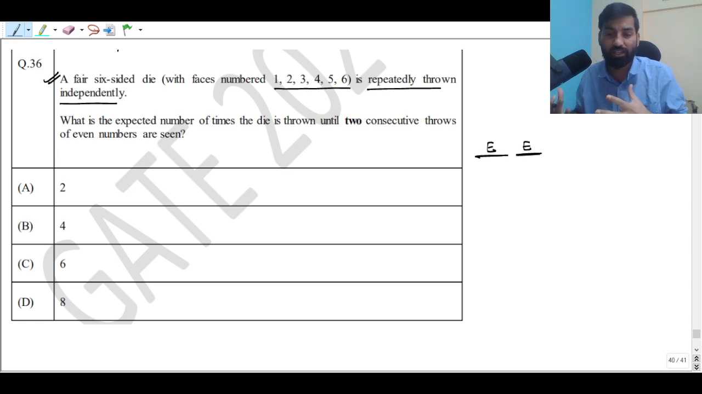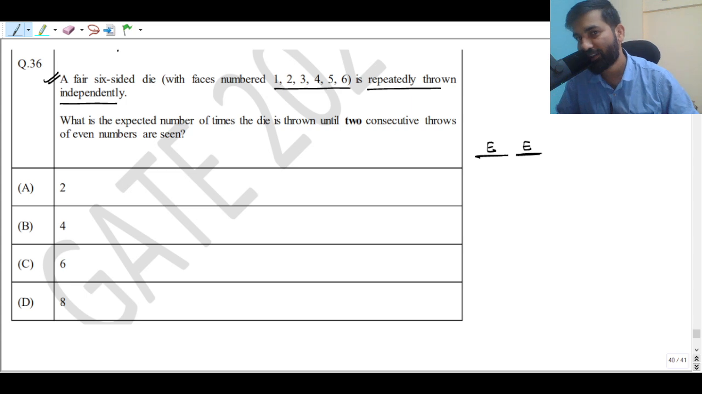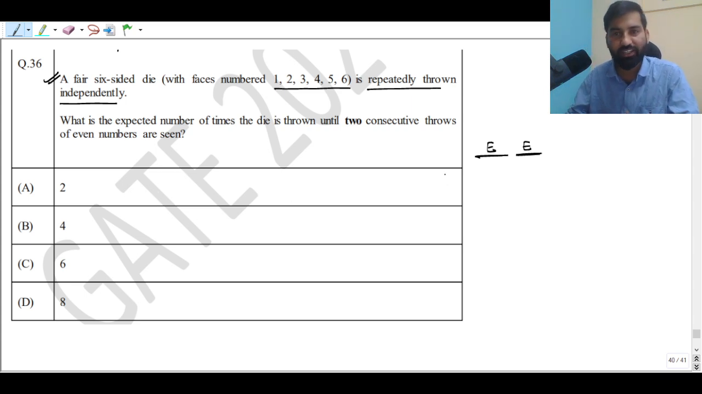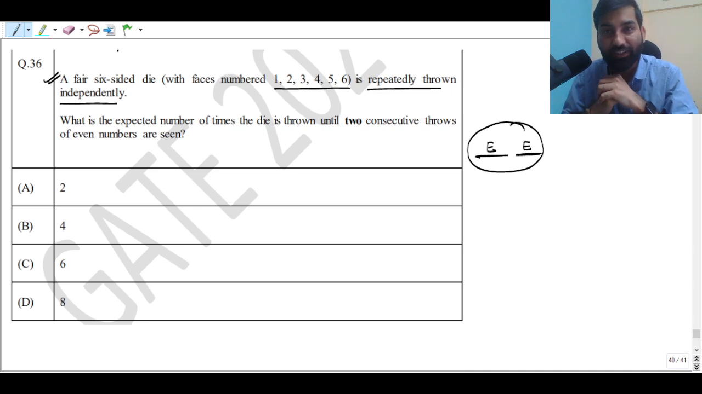But it is not guaranteed. If you throw a die, you can get any number, and you don't know when you're going to get the second even number. So in between two even numbers, you might get odd numbers as well. If you're getting odd numbers, it means you're wasting your throws. So you can understand that this is our goal to achieve. This is the reality, and this is the goal that we have to achieve.